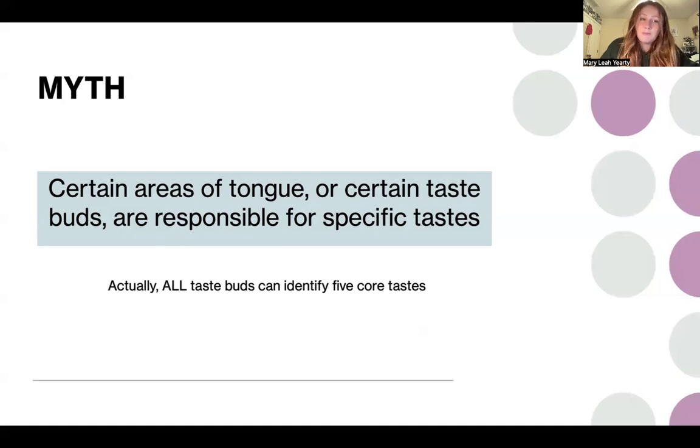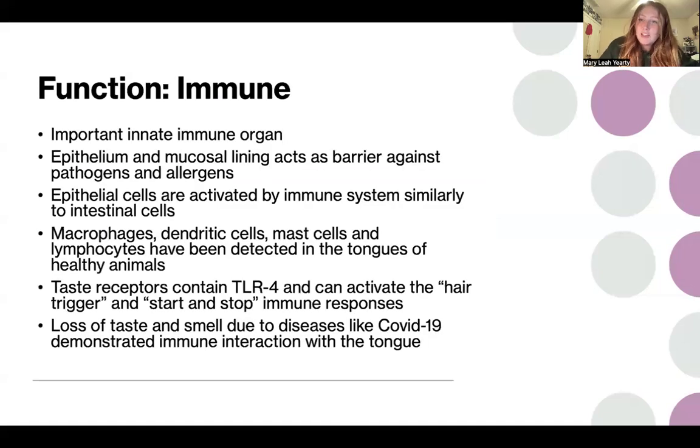Another function that I think we're a little less familiar with is the immune function of the tongue. Of course, there's an epithelium and a mucosal lining that act as a barrier against pathogens and allergens, but the epithelial cells are actually activated by the immune system in a similar manner to the activation of intestinal cells upon infection. There are also macrophages, dendritic cells, mast cells, and lymphocytes that have been detected in the tongues of healthy animals across a variety of species.